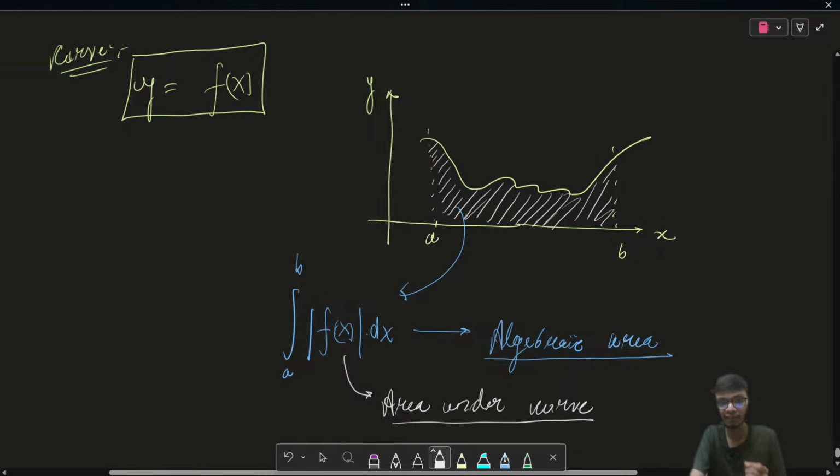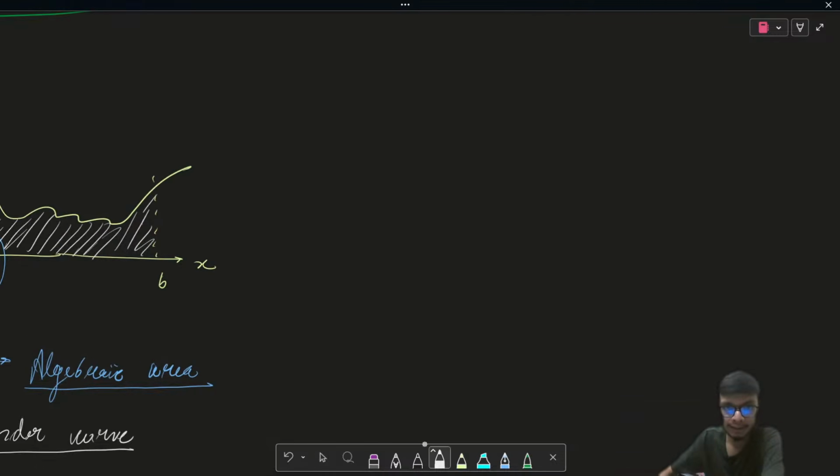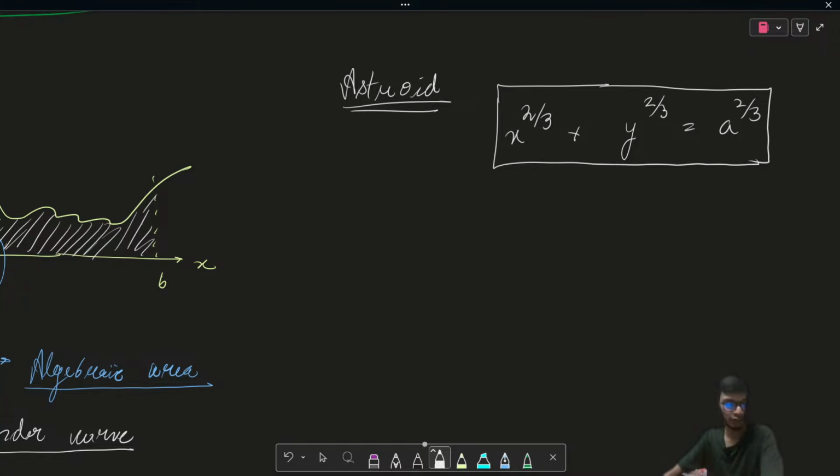Now, one more important curve I wanted to show all of you is called an asteroid. Asteroid is also a very important geometrical figure, and its curve looks like x to the power 2 by 3 plus y to the power 2 by 3 is equal to a to the power 2 by 3. This is not a circle; it is a special form of a curve, which is an asteroid, right?